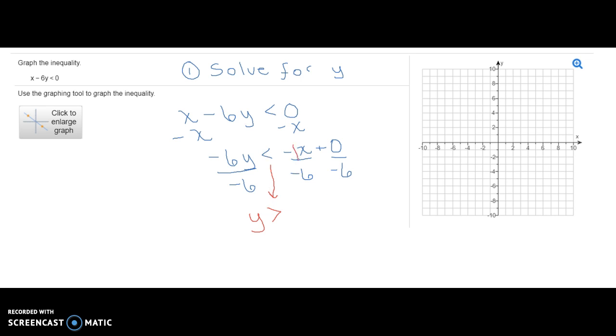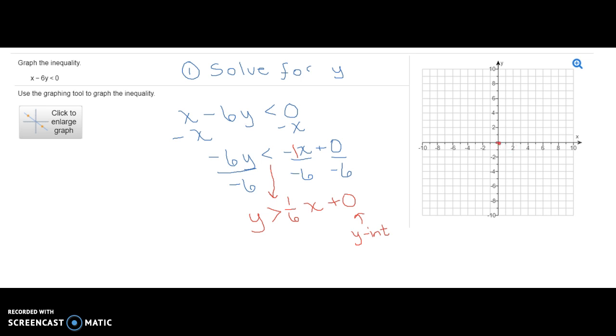This is a negative 1 over a negative 6, which makes positive 1/6 x. And 0 over negative 6 is still 0. You don't have to put the plus 0, but it does help you graph it. So this is in slope-intercept form. This is your y-intercept.